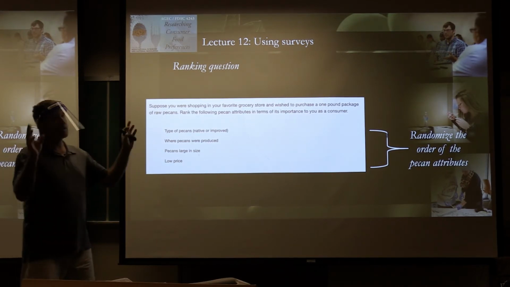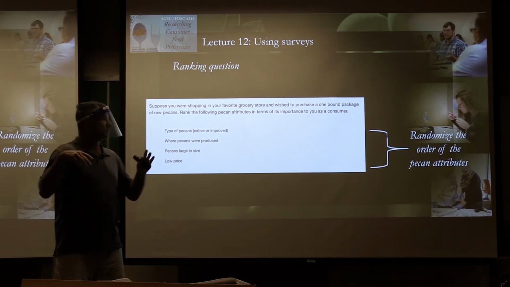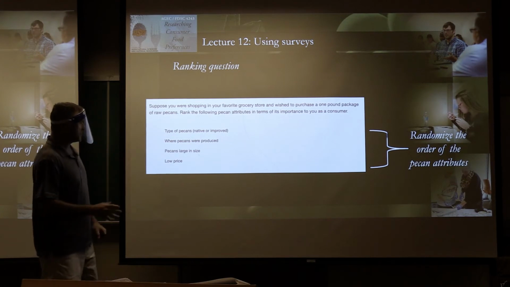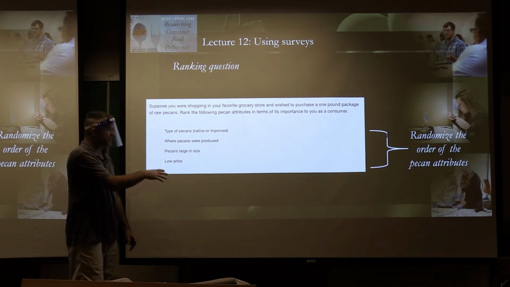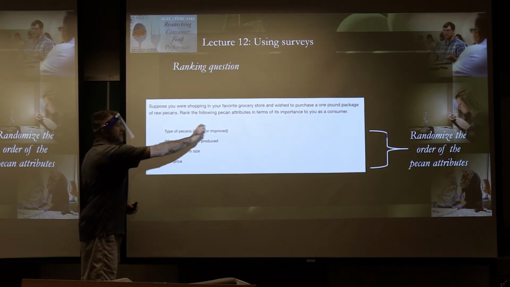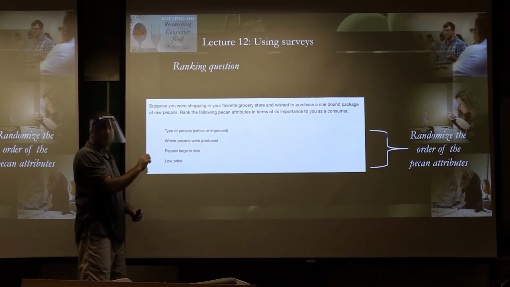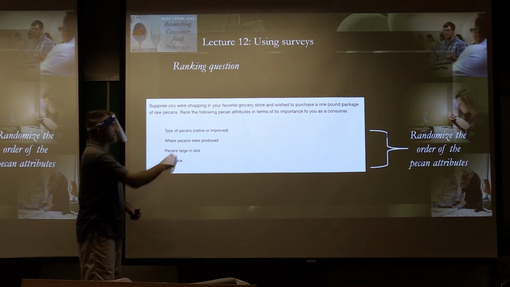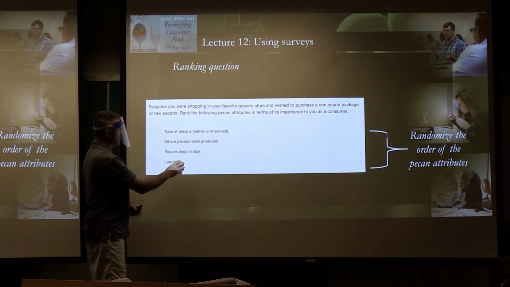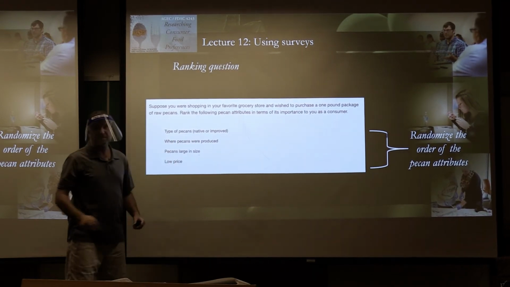It should say where 1 equals most important and 4 equals least important. And then it's obvious if you saw it in the survey, but what the person can do is they can drag this and bring it up here, and there would be a 1 that showed up there. I might pull it up in a minute. But they can easily put these so that, if pecans large in size was most important, they'd drag it up here. If low price was most important, they'd put it second.